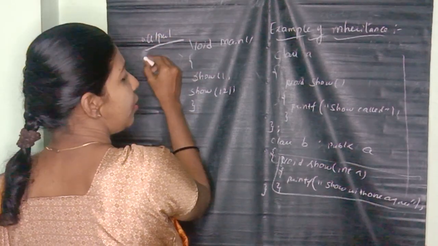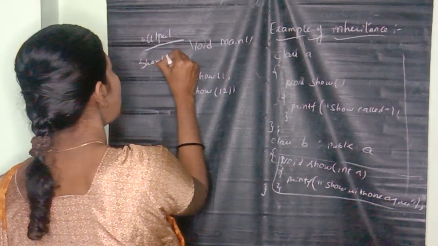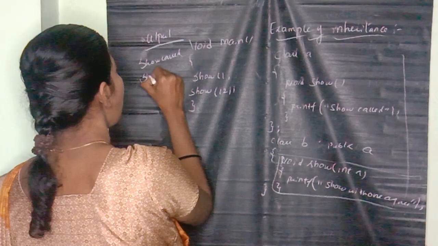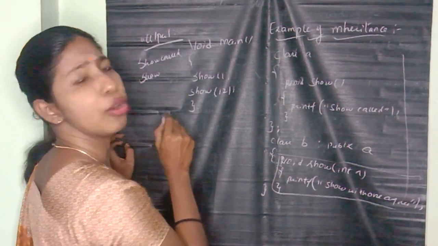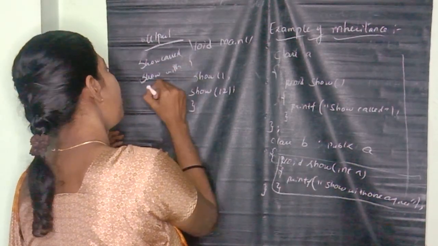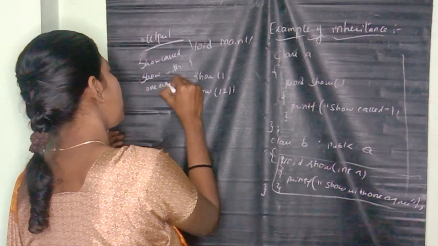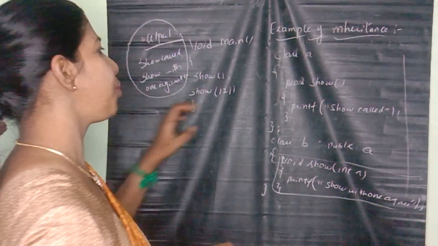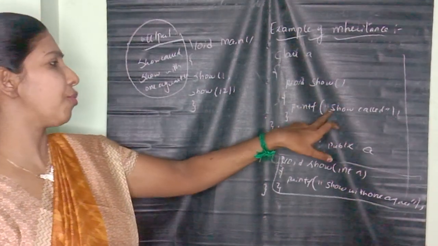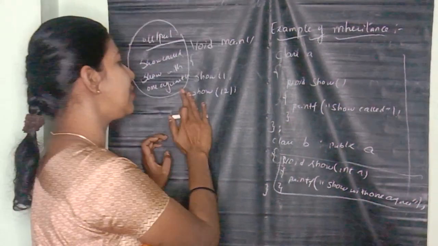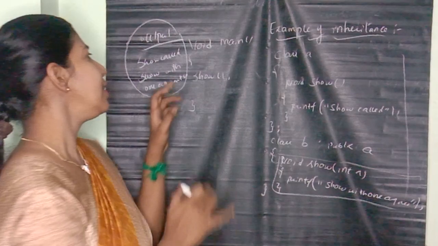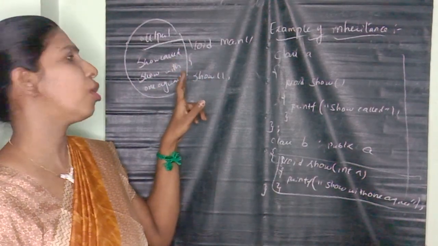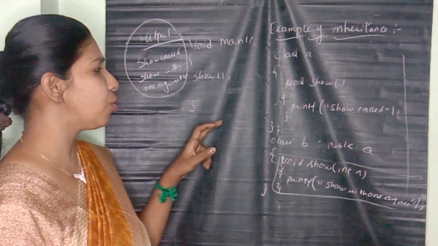Output of this one: show called, show with one argument called. Make a note of it. Class void show of means just show only is called. Show called only.